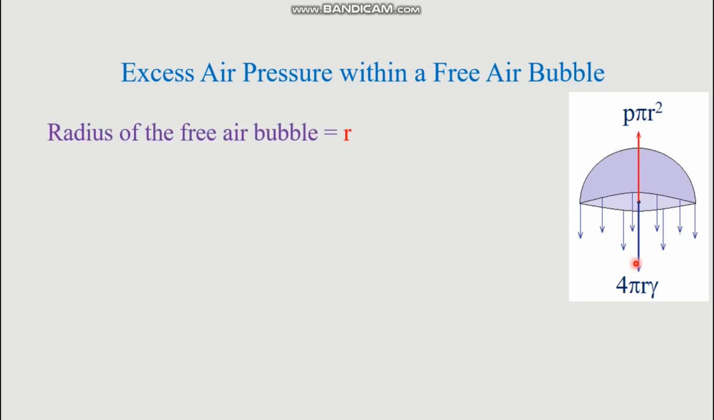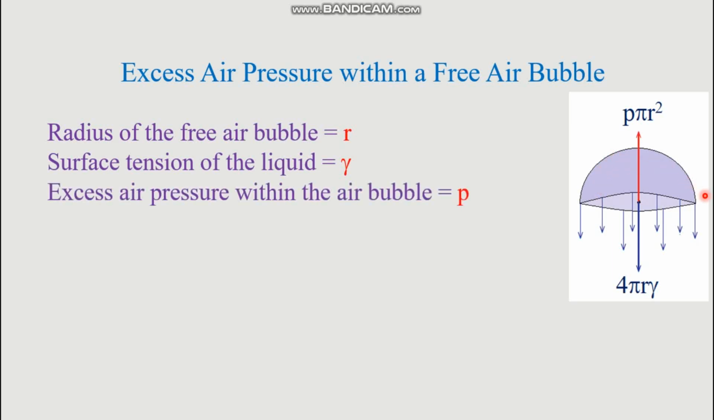Let's calculate. Suppose the radius of this soap bubble is r, and surface tension of this overall liquid is gamma, and the excess air pressure, that is, it has some atmospheric pressure which is inside and outside the same, but inside this bubble there is some excess pressure other than that atmospheric pressure, and this is small letter p. We have to calculate that one.